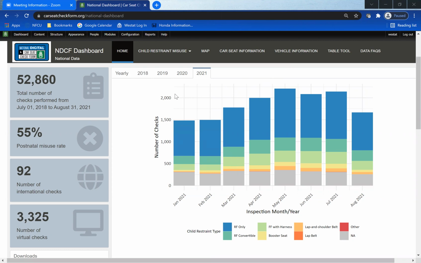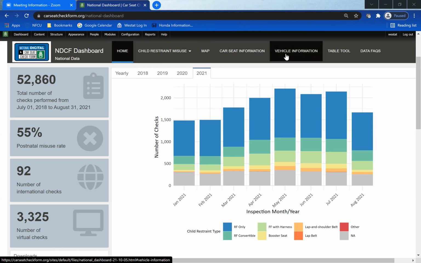Let's take a closer look at the main menu. From here, you can access pages on misuse, on maps depicting the different types of car seat checks by zip code, car seat information, and vehicle information.